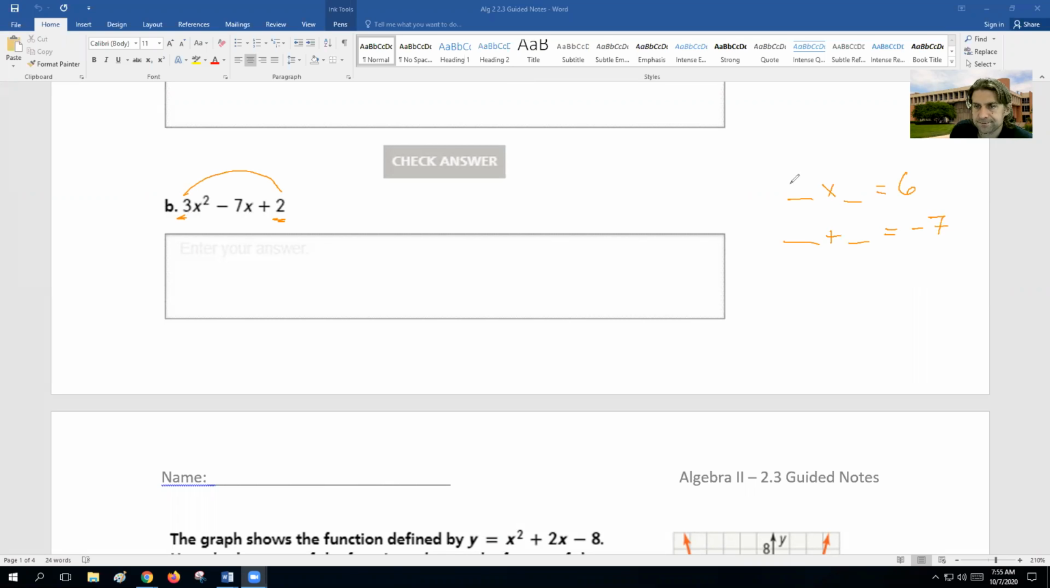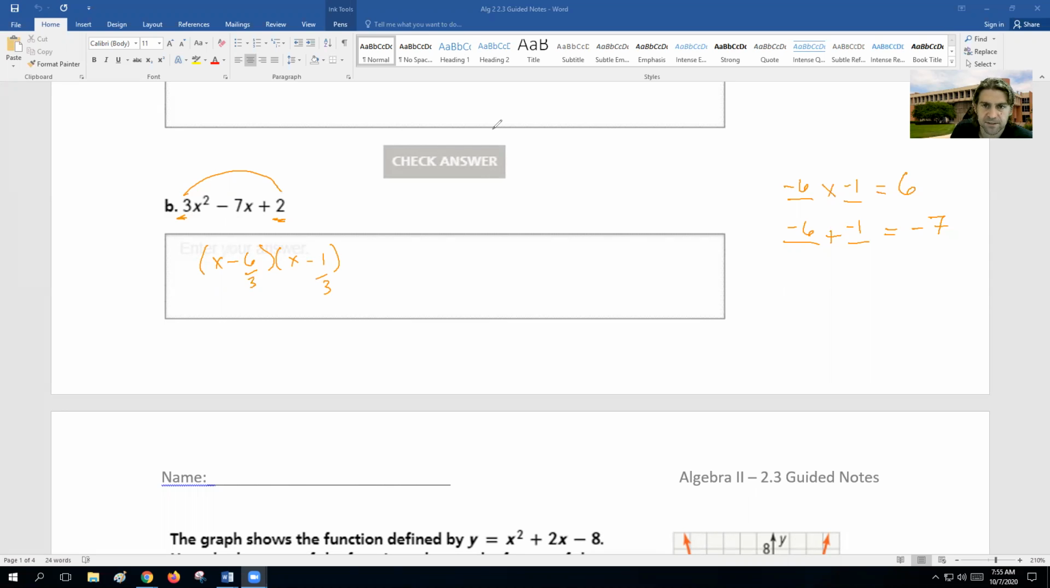So think about it here. That'd be a -6 and a -1. -6 times -1 is a +6, and -6 plus -1 is a -7. So that's going to be an x -6 and an x -1. But we need to divide by the number in front because we had that number in front.